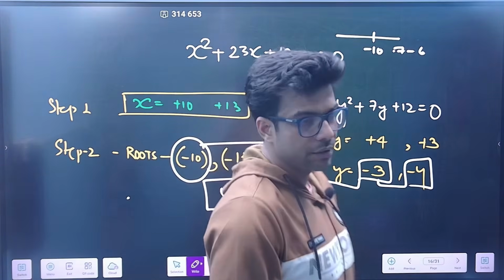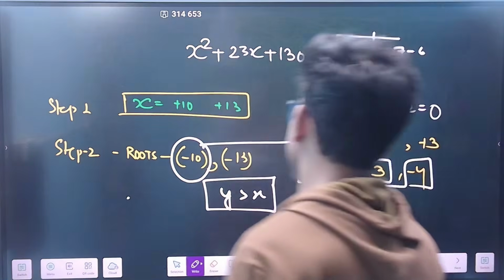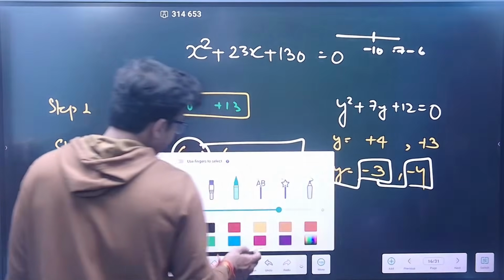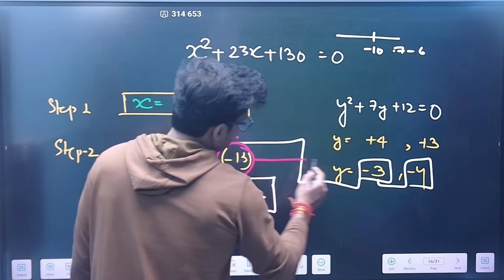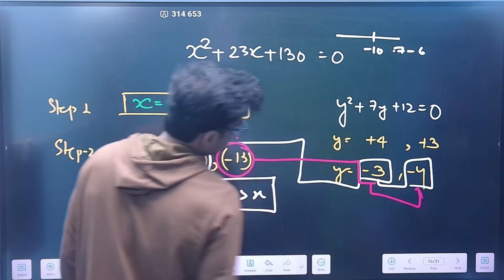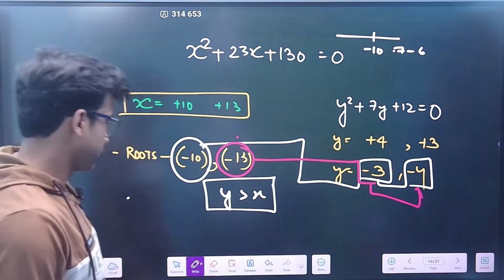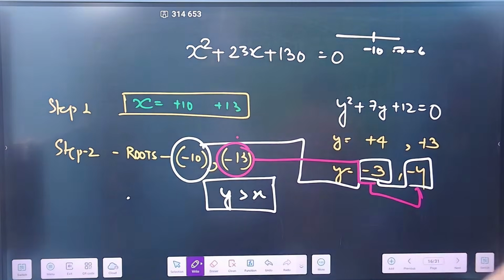Have you got this point? Always pick out a single value and then compare. For example, if you want to compare 13, pick 13, compare with minus 3 and then compare again with minus 4. These are very basic things to understand the problems. I hope you guys have understood this.